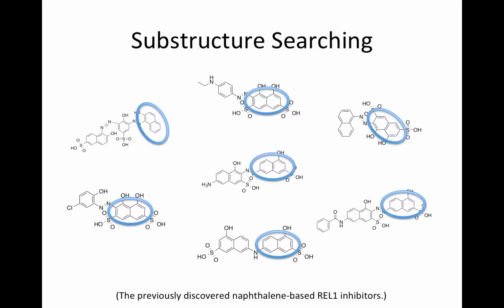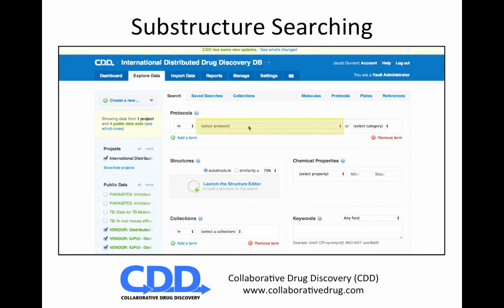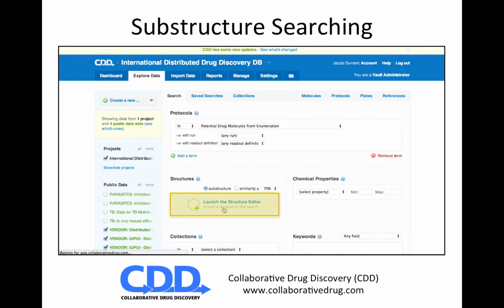To identify REL1 inhibitors that can be easily synthesized using D3 reactions, one could search a large database of easily synthesizable D3 compounds for molecules with naphthalene substructures. Fortunately, just such a database is available online at the Collaborative Drug Discovery, or CDD, website.